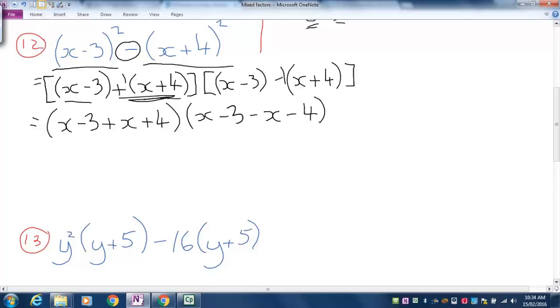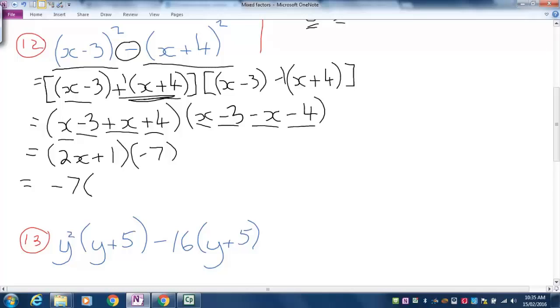Inside these brackets I now need to tidy up again to collect these like terms. So I've got an x plus x, which gives me 2x. And then I've got a negative 3 plus 4, which gives me positive 1. In the second set of brackets, these x's will cancel. X minus x gives me 0. So I just do negative 3, take away 4, which gives me negative 7. You can leave it like that, or you can write it a little more neatly. Take that negative 7 out the front, because remember multiplication gives the same answer in any order. And then write the brackets.